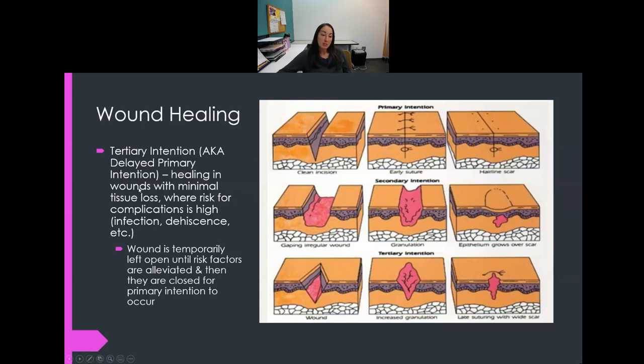There still needs to be minimal tissue loss so that they can bring the edges of the skin together and sew them back together. I think that's all that we really need to know. Examples are some type of infection or a dehiscence, where a wound has just busted open, which typically happens when there's an infection or a significant amount of swelling.